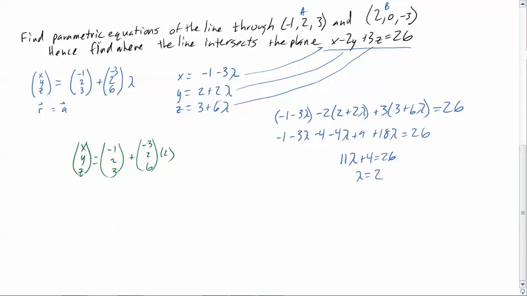For x, negative 3 times 2 is negative 6, plus negative 1 is negative 7. For y, it's 2 times 2, which is 4, plus 2, which is 6. For z, it's 6 times 2, which is 12, plus 3, which is 15. So I've got my intersection (x, y, z) = (-7, 6, 15). That is the point where the line crosses through the plane, because lambda gave me the exact position on the line starting from the starting point that I chose, and therefore I now have the intersection of the line and the plane.